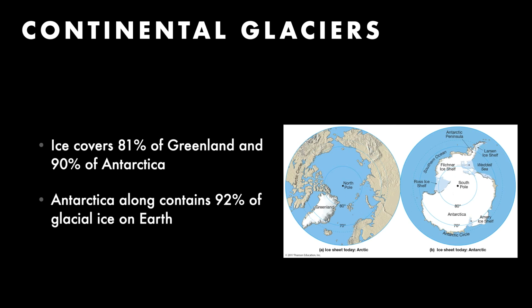Antarctica is on the far right here in this image, and you can see that while Greenland is a huge area for a continental glacier, Antarctica is even larger. And because of this, when you look at all of the ice on Earth, Antarctica is going to contain 92% of it.